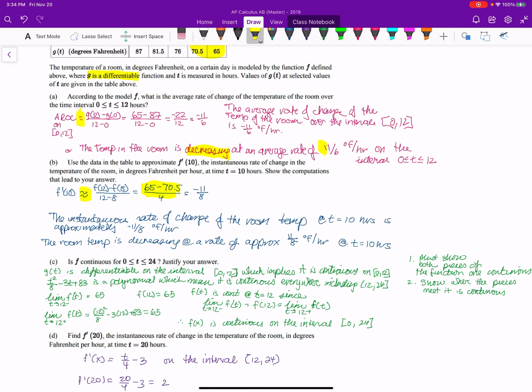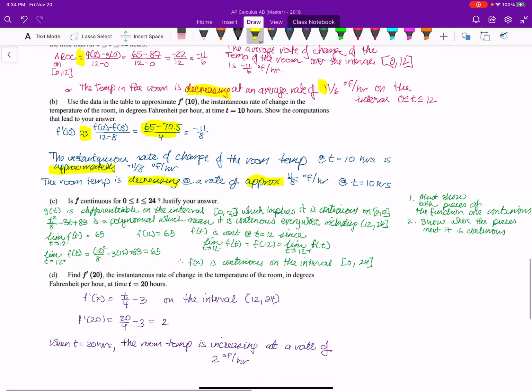And if I'm going to write it in context, it's going to say here, the instantaneous rate of change of the room temperature at t equal to 10 hours is approximately, you have to use the word approximately, negative 11/8. So I'm saying it's Fahrenheit per hour. Or you could say the room temperature is decreasing at approximately 11/8. When I'm using decreasing, we're no longer using a negative to describe the rate.